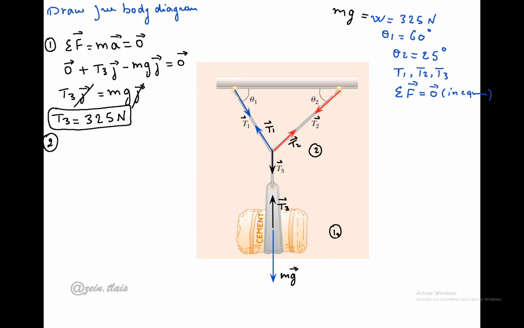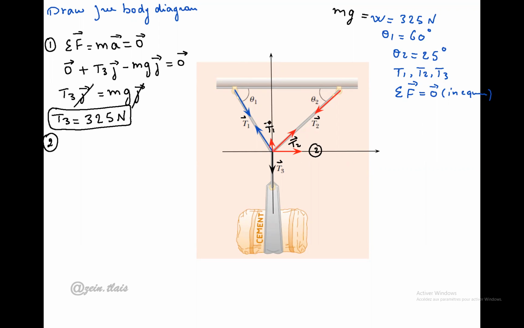We clean this one and we begin with this one. Here, be careful. You have to draw, first of all, the x-axis and y-axis to know the components of each one. So here we put x and y. For each one, for T2, in red, we have T2x and T2y.